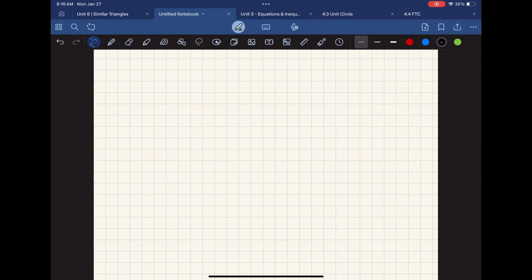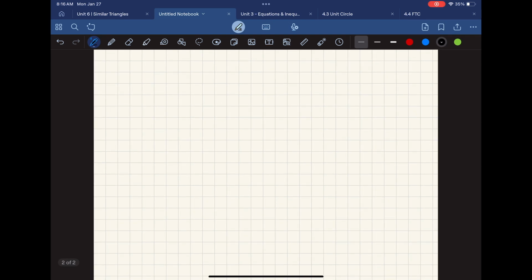Now, one thing to remember is that if you want to find an angle that's not in the first quadrant, what you're going to do is find a reference angle. So if you've got, like, here's your XY axis, let's say you've got an angle down here, right?